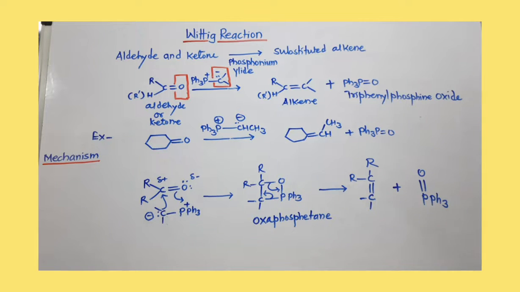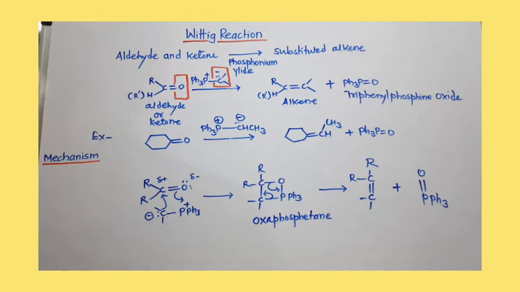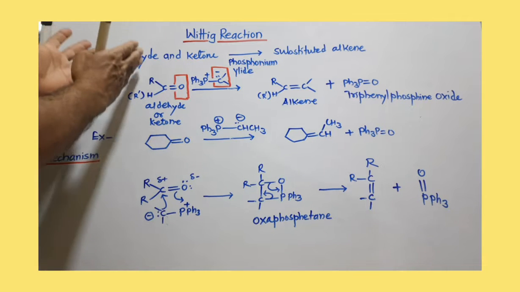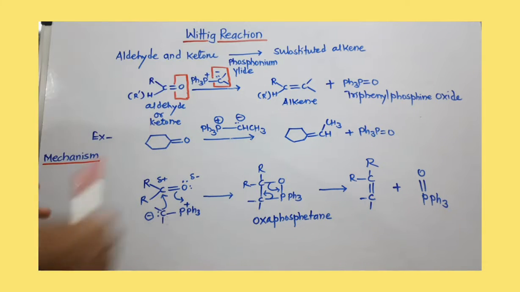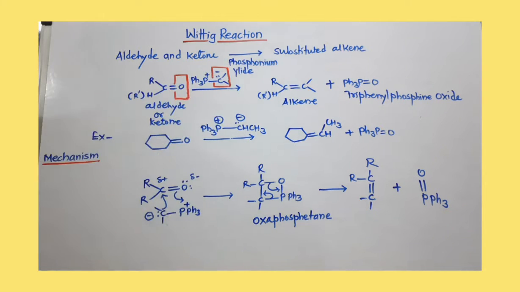Now I'll discuss the Wittig reaction. This is a Wittig reaction where aldehydes and ketones are converted to substituted alkenes by using phosphorus ylide. You can use phosphorus ylide for this conversion.